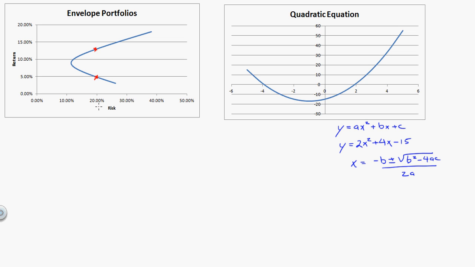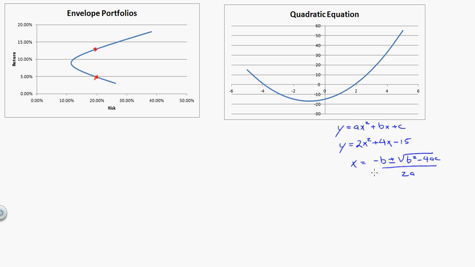So in order to do that, I want to give a little background math. So the background math is going to be this. You remember the quadratic equation from your high school algebra classes. Y is equal to ax squared plus bx plus c. And if you do that, you're going to have an equation that looks something like this. In this case, it's 2x squared plus 4x minus 15. How do I solve for that?